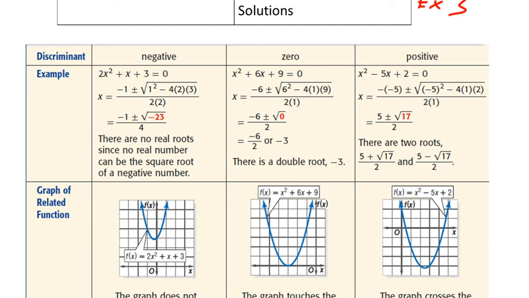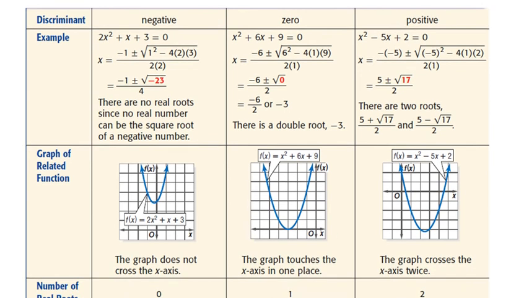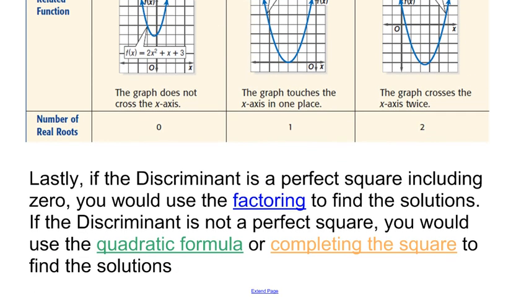Okay. All right, and if that's not enough information, here's one last thing I want to share with you before we actually do our first example here, and that is if the discriminant is a perfect square, including 0, then you would use the factoring method to find the solution. Okay, so that's how you know which one to use. If you use the discriminant, and if it comes out to have a perfect square number, then you're going to use the factoring method.